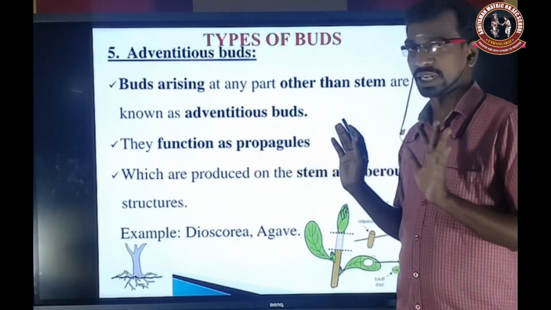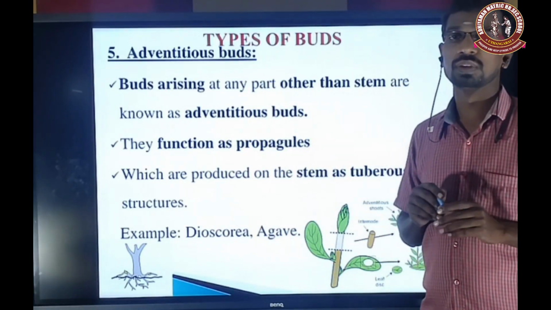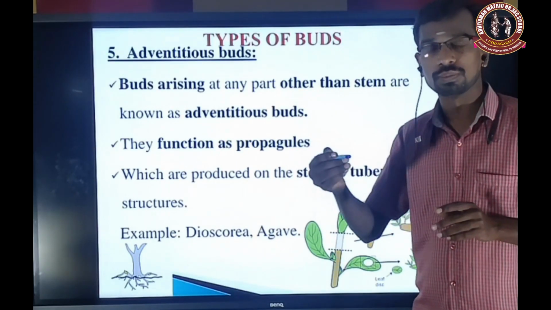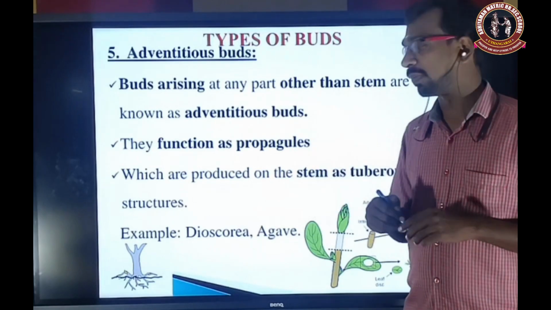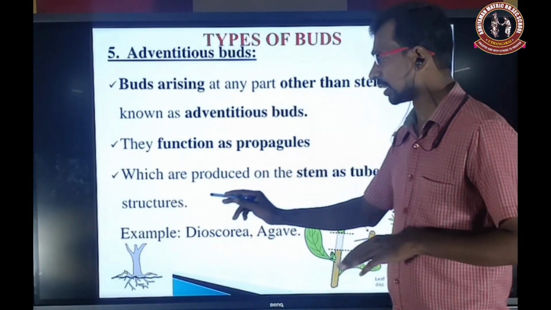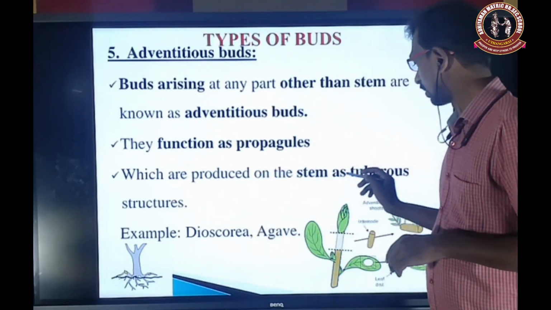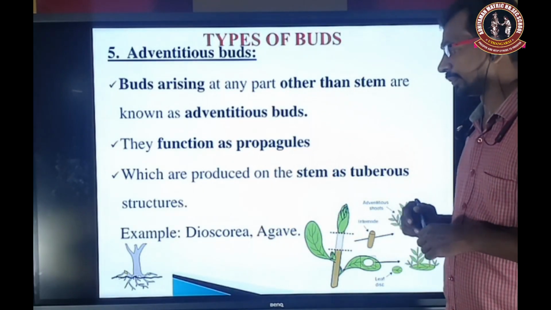It functions as a propagation. What is the meaning? This bud functions as a propagule. It germinates to form a new plant body. From the bud, a new plant body will form, which is produced on the stem as a tuberous structure. Example, Dioscorea and Agave.